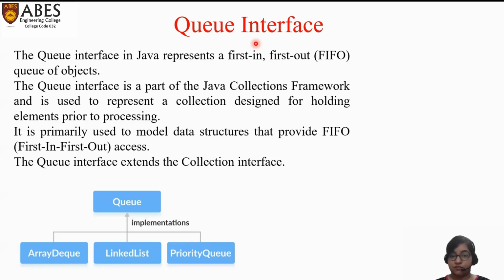Think of a line of people waiting. Here, the first person in line is the first to be served. Since the queue is an interface, we cannot provide a direct implementation of it. In order to use the functionalities of queue, we need to use classes that implement it. We have three main classes to implement queue, and they are ArrayQueue, LinkedList, and PriorityQueue.